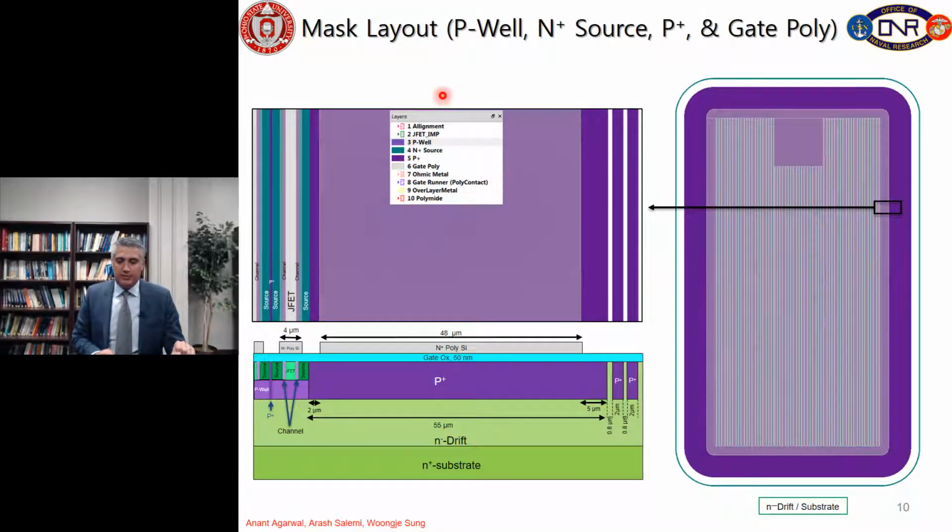Here we can see P well and P plus source, P plus and gate poly, but at the periphery of the device. As you remember, we have a wide region of P plus, 55 micrometer width, in order to have rounded corners. Then over that, with 48 micrometer width, we also have the gate or polysilicon over the P plus. And on the left-hand side, for sure, we have the active area in the middle part of the device.